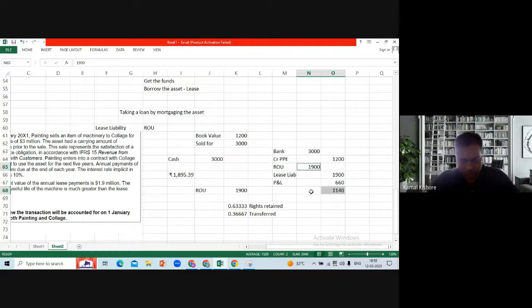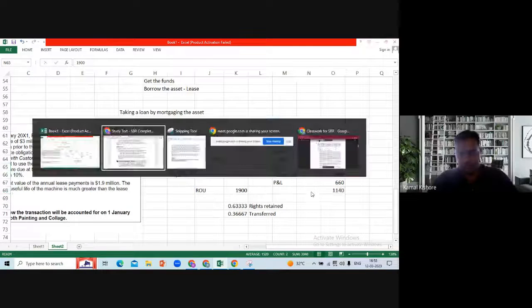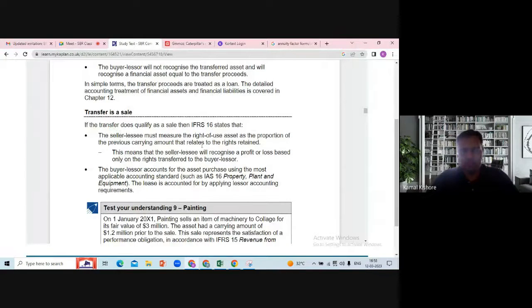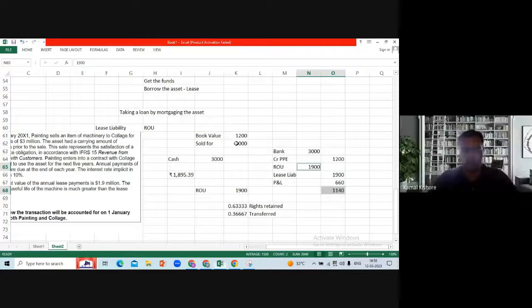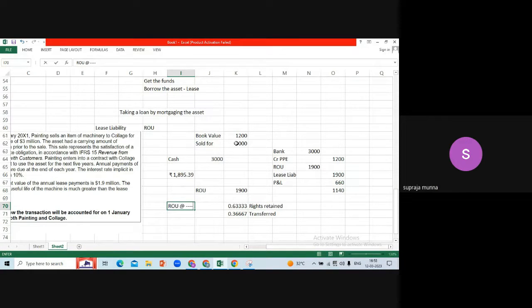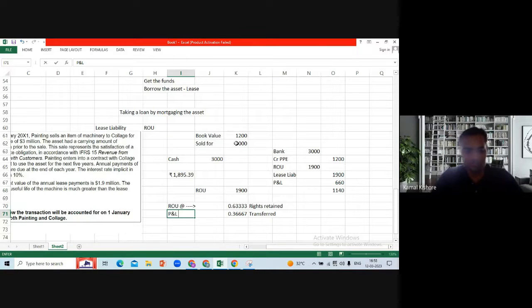So how do I? There are multiple ways of doing it. So one is they're telling you measure ROU as a proportion of the carrying amount. So ROU to be shown at this rate. The 1900 at 63%.